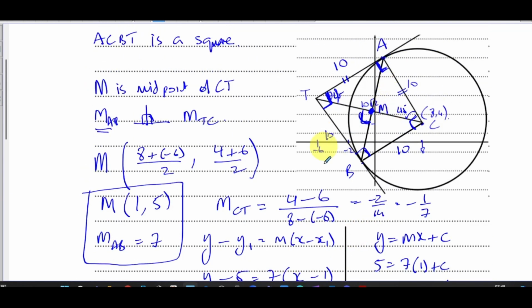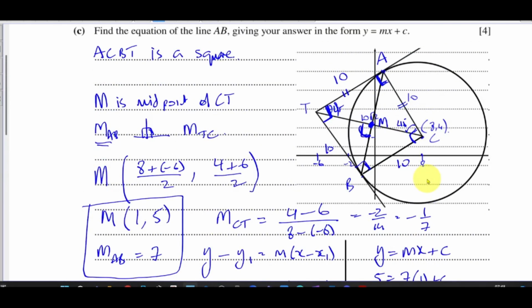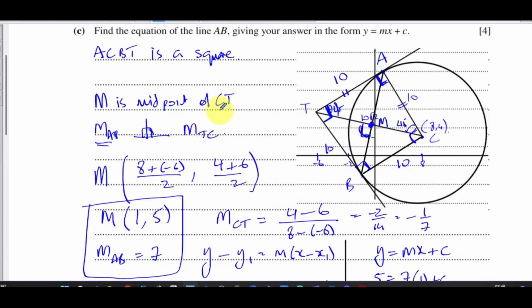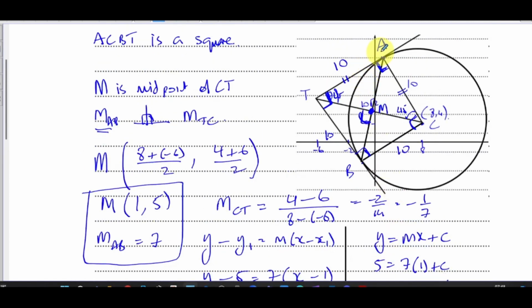So we need to find now the x coordinate of A and B. Now there's a couple of ways we could do this. One of the ways we could do this is by using the fact that a line and a curve intersect. If we can see where the line AB intersects the circle, right?